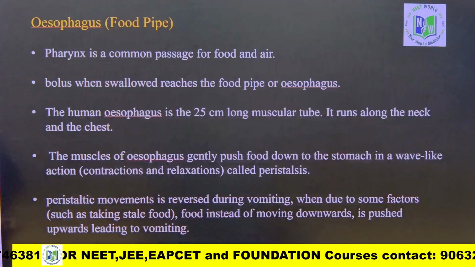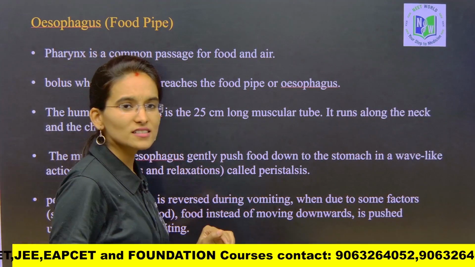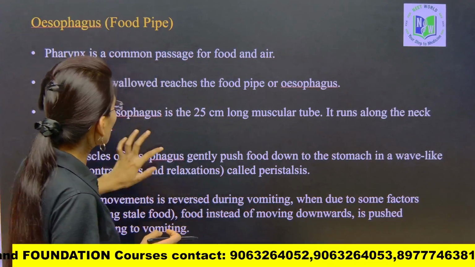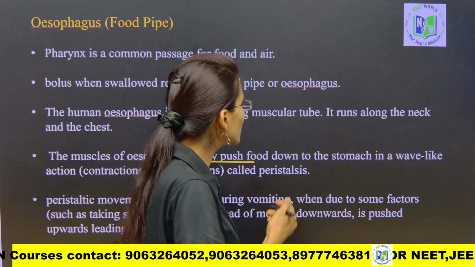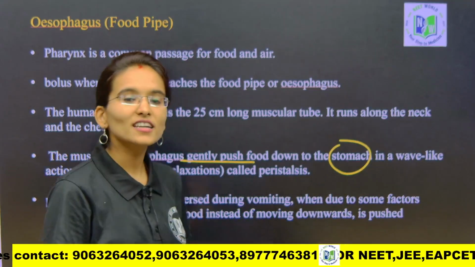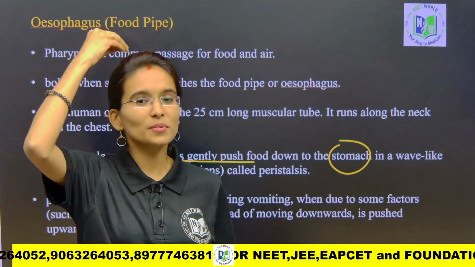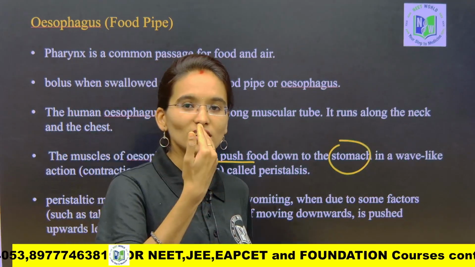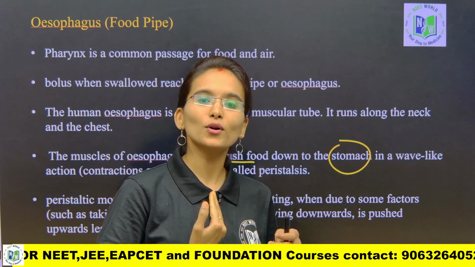Clear? Now look into the theoretical part. The muscles of the esophagus, what is their role? What are they going to perform actually? Continuously and gently they push the food down to the stomach. When we eat, does the food travel up to the brain, my dear students? No. It is a continuous process. It starts from the mouth and ends at the anus and works in the proper order.